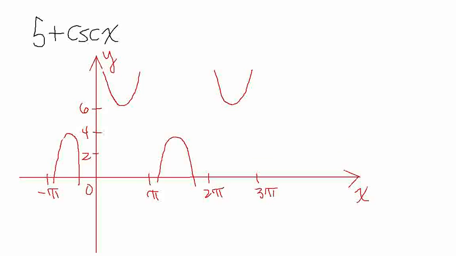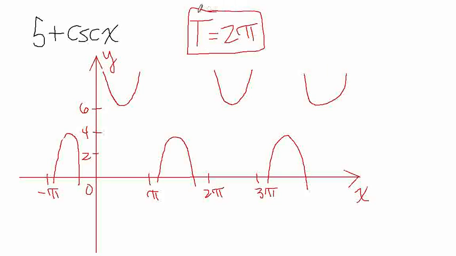All right, so there's a graph that corresponds to the function 5 plus the cosecant of x. I can draw one more piece if you like. Maybe even another one. So the effect of adding 5 is to shift the regular cosecant graph up by 5. That does not affect the period, so the period is 2 pi for this exercise.